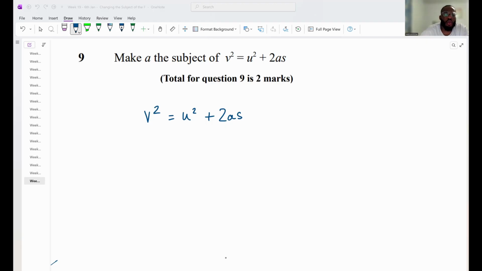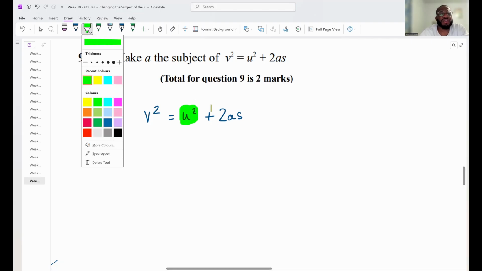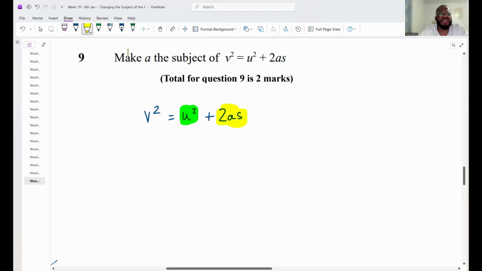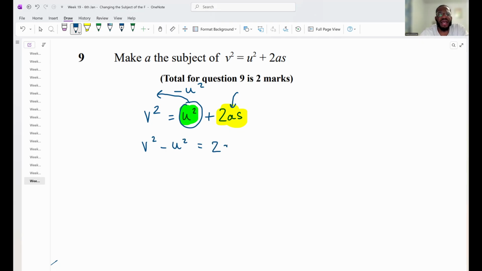This one here, we've got a plus in the middle. So you can kind of think of these as just two separate terms. We've got this u squared here, and we've got this whole term here, which is 2as, right? Now, because the thing that we're trying to get to be the subject is in this one here, a, and there's nothing here that has a in it, just get rid of this one, right? I'm going to move this over. It's being added, so we're going to take it away. So it's going to be v squared, take away u squared, is equal to 2as. Is everybody happy with that?